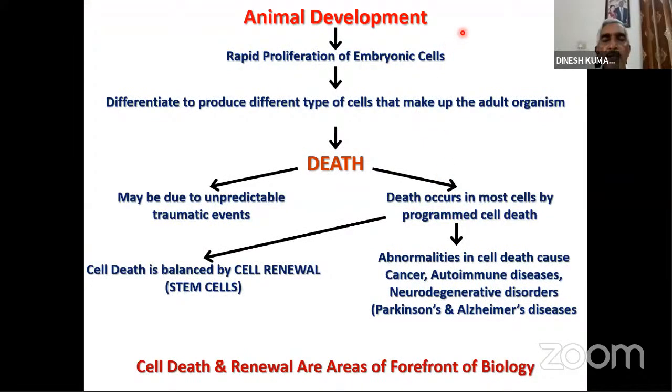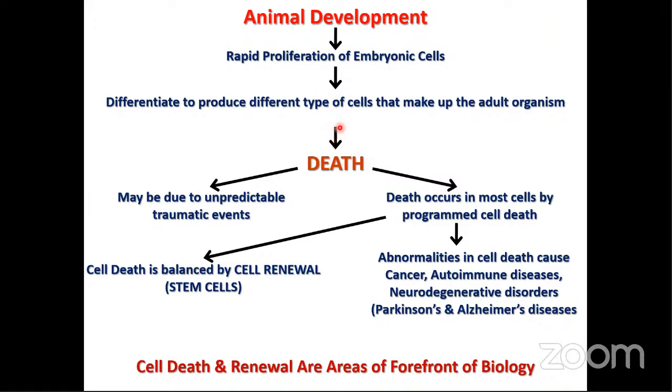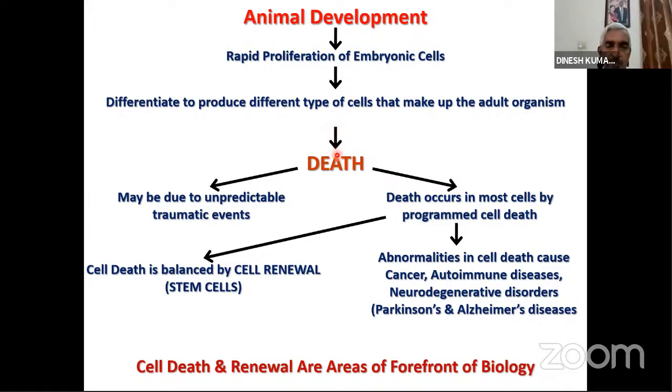Let us see how animal development proceeds. After fertilization, there is formation of zygote and there is rapid proliferation of embryonic cells. Those embryonic cells differentiate, as I have already told in last lectures, into different types of cells that make up the adult organism. And when a whole organism is formed, what happens? There is a natural death process that is called programmed cell death.